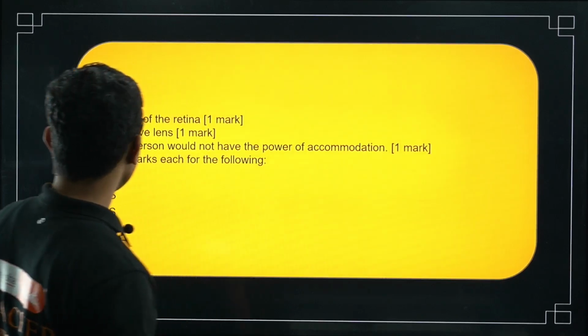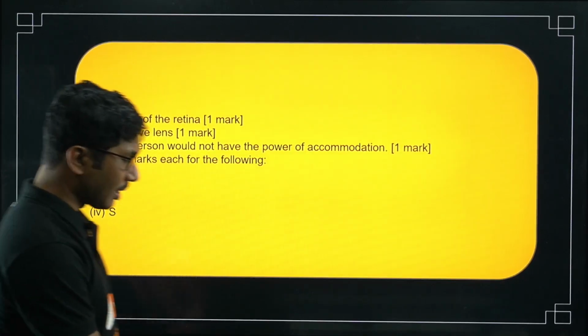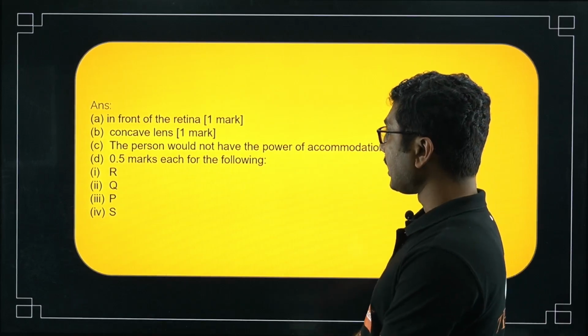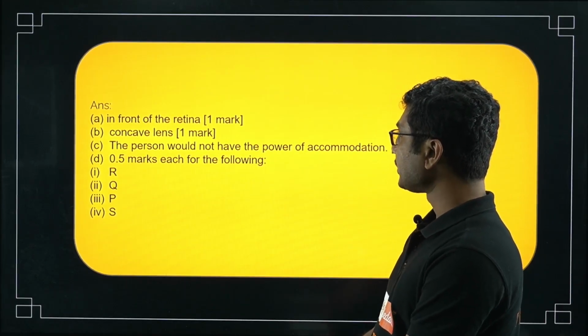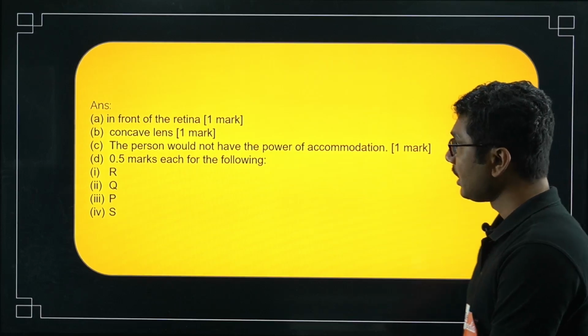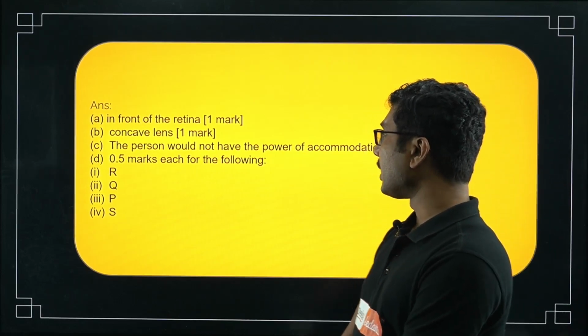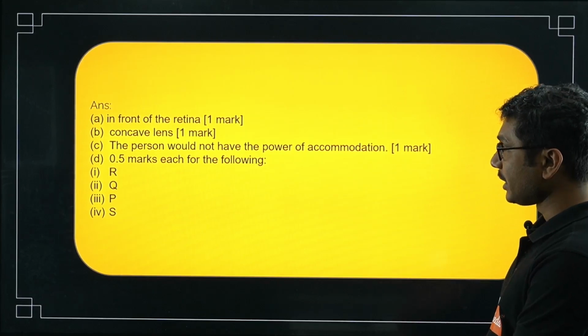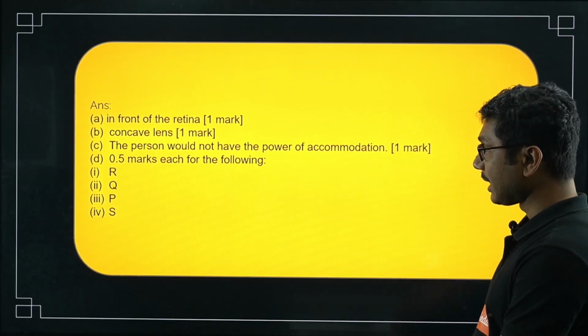Let's see the answer. In front of the retina, 1 mark. If you answer just in front of the retina, it's 1 mark. Concave lens, 1 mark. The person would not have the power of accommodation, 1 mark. 0.5 marks each for the following. So R, Q, A, P, S. I already said R, P, Q, S. You have to mention correctly.